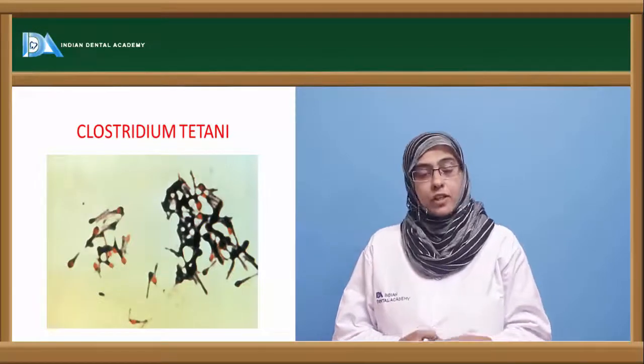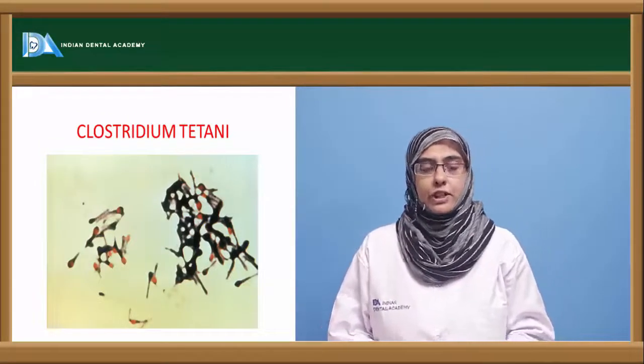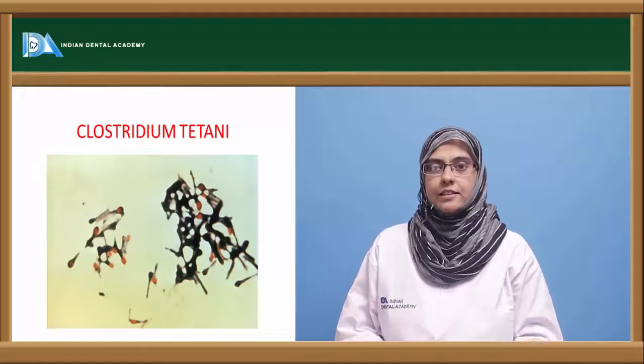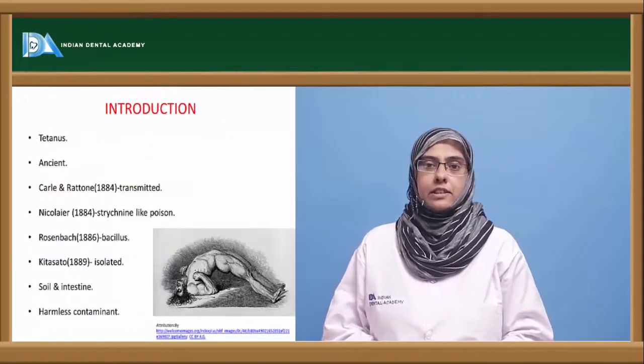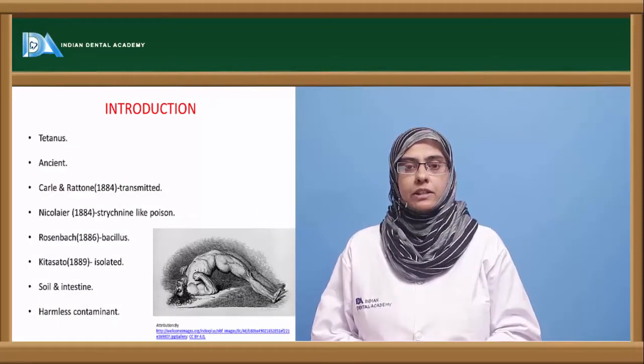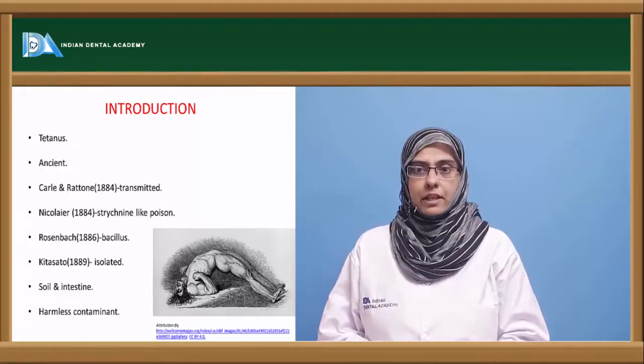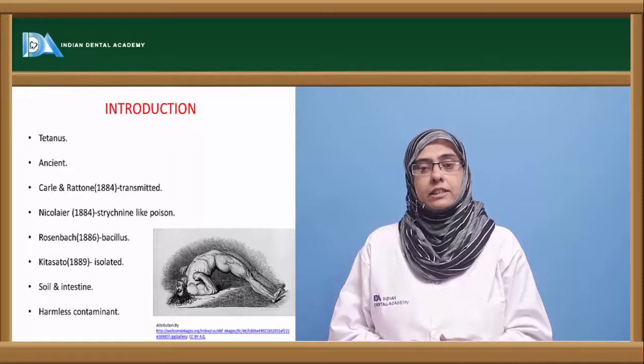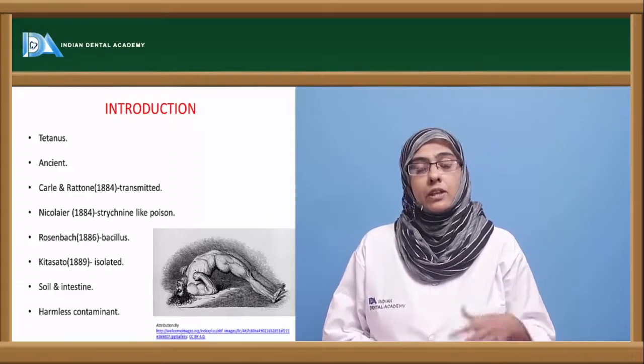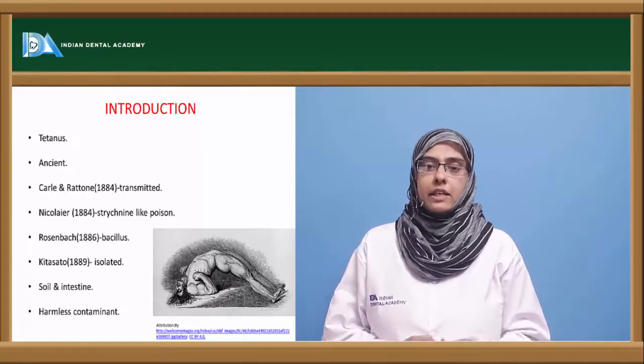Clostridium tetani. It is the organism that is the causative agent of the neuromuscular disease, tetanus. Coming to the introduction, this disease is caused by a gram-positive organism, Clostridium tetani, and it is an ancient disease. The disease tetanus is an ancient disease that was described by Hippocrates and Aratus.